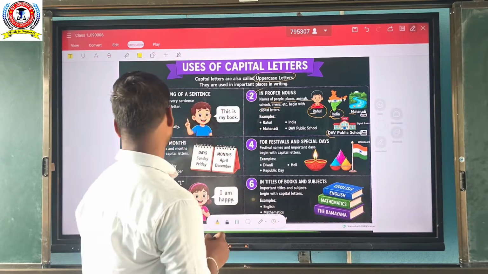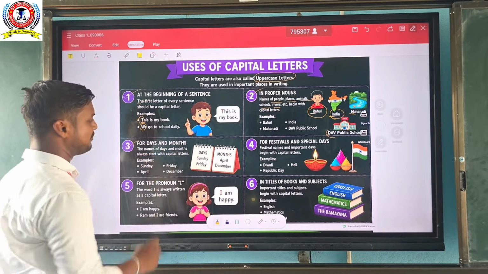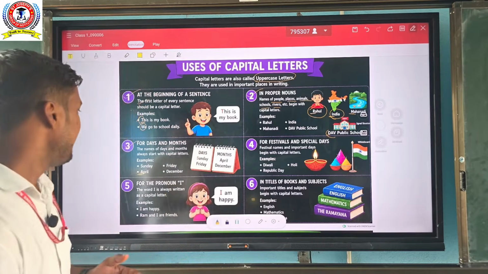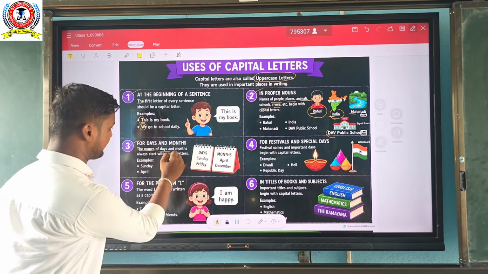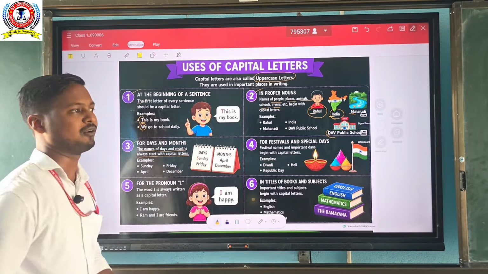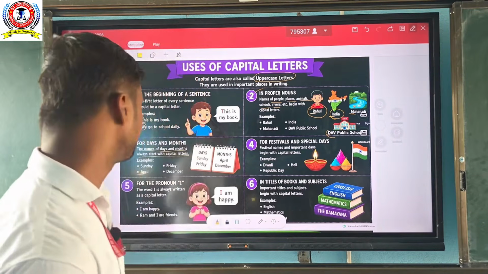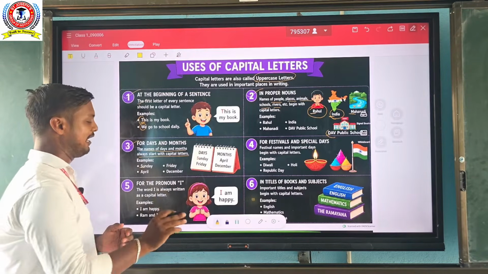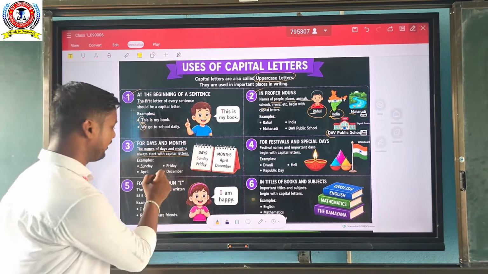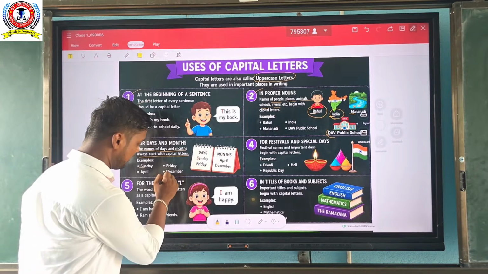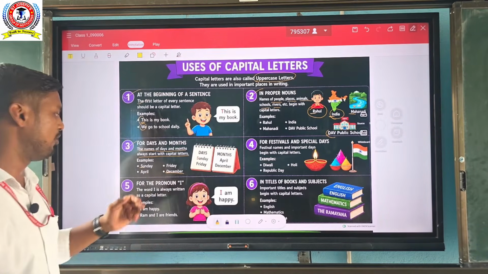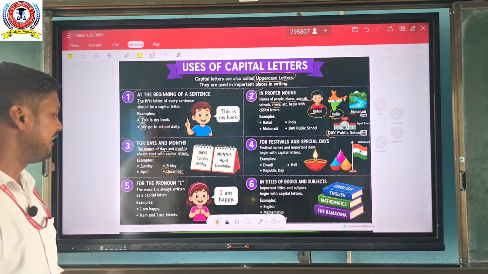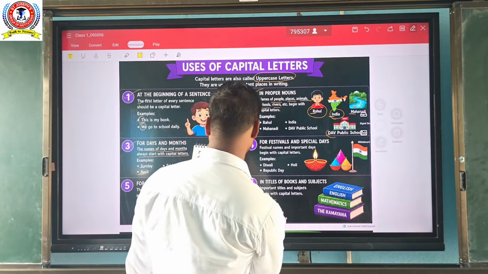Then rule 3, days and months. There are 7 days and 12 months. Whenever you use the name of a day or a month, it always starts with a capital letter. The first letter of the day must be a capital letter. If it is a month name like December, the first letter of the month is a capital letter.